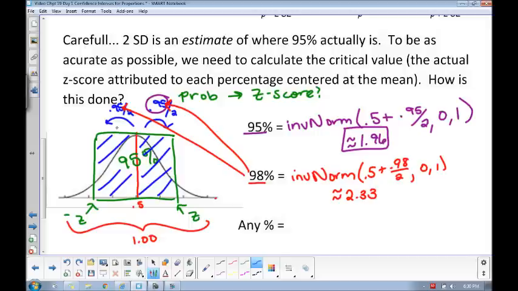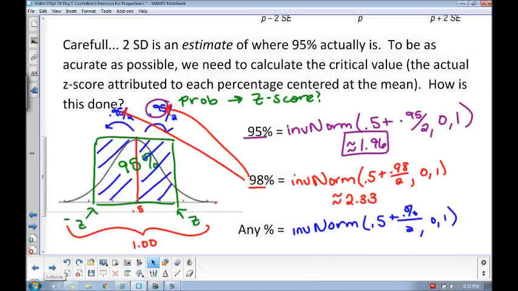So, just extrapolating upon that, to calculate any confidence interval, any of my standard errors, I need to use an inverse normal of 0.5 plus whatever your percent is written as a decimal over 2, based off of the normal model, so a mean of 0 and a standard deviation of 1.